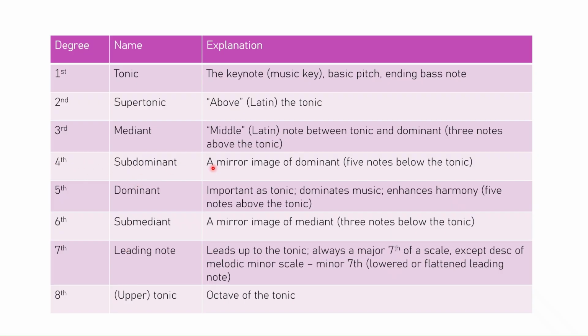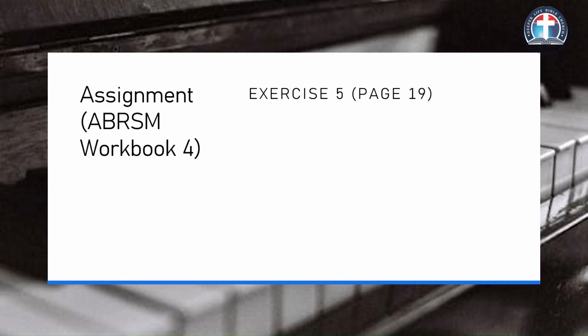And the upper tonic is just the tonic duplicated at an upper level. So it's still the same tonic, but now on a higher pitch. That's why you call it the upper tonic. So it's like the eighth degree, but you can either say the eighth degree or the upper tonic. And that brings us to the end of today's class.